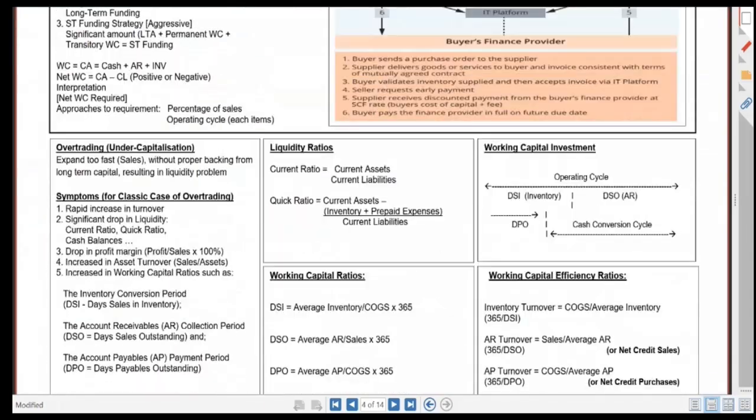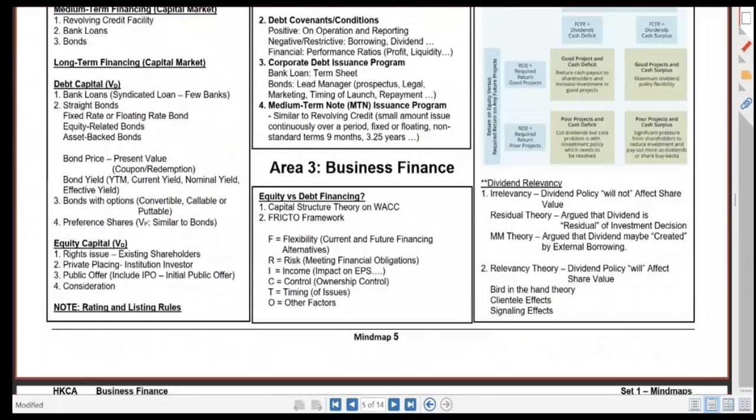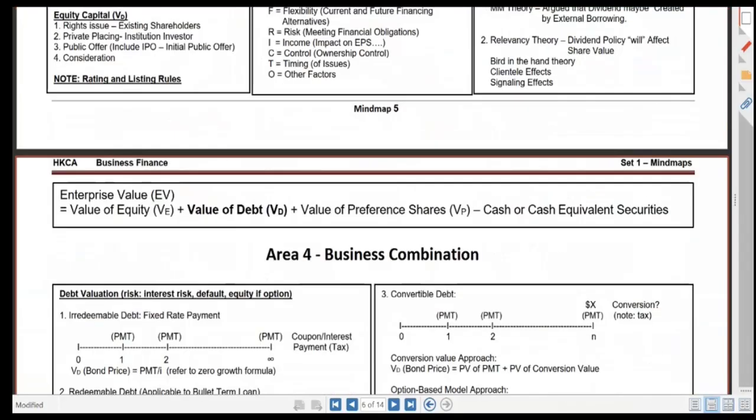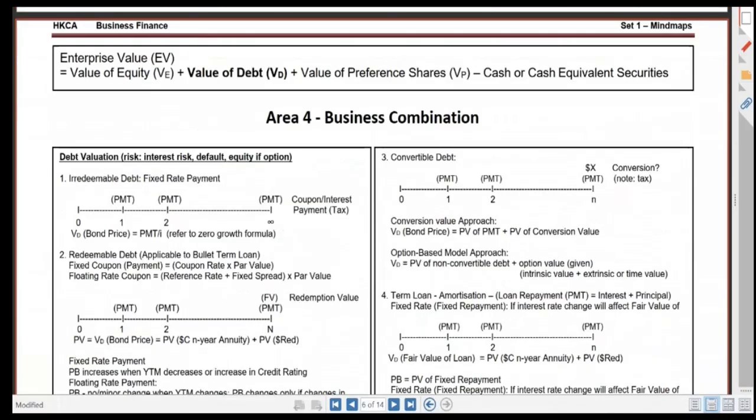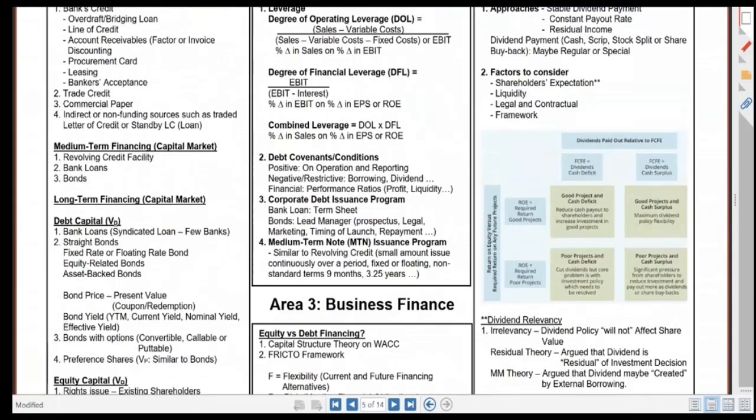And then you have these 2 mind maps also. Area number 3, business finance, 1 mind map. All right, and so on. So in total, you have 14 mind maps. 14 mind maps. Okay, so moving on will be the illustration.